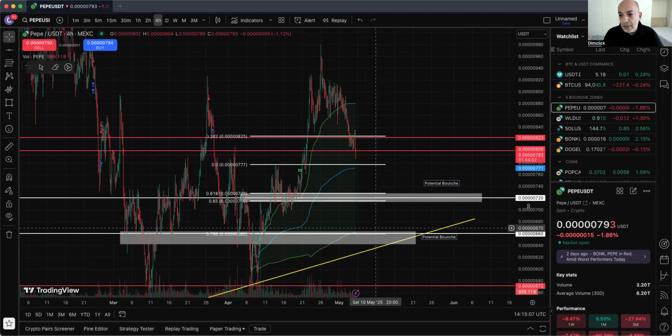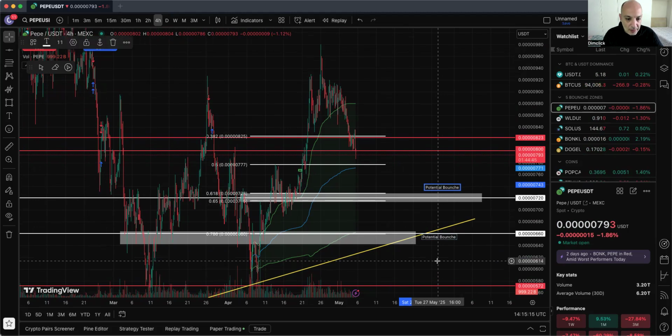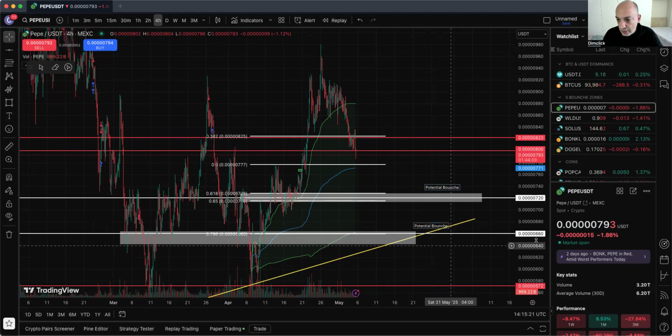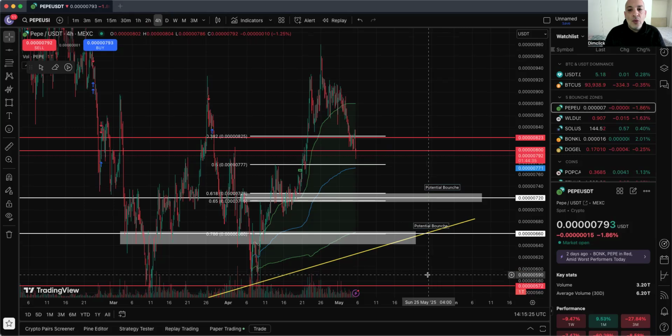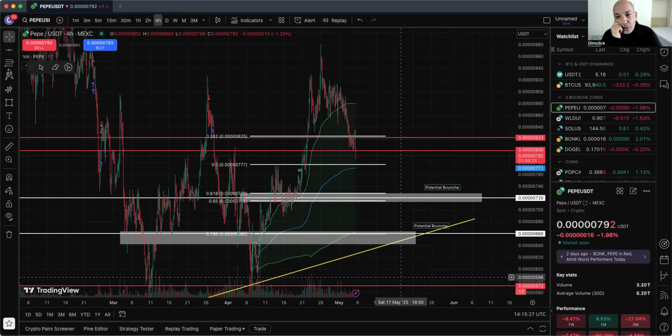It's 72, and the next potential bounce zone is the fib 786, which is around 660. So these are my potential bounces.